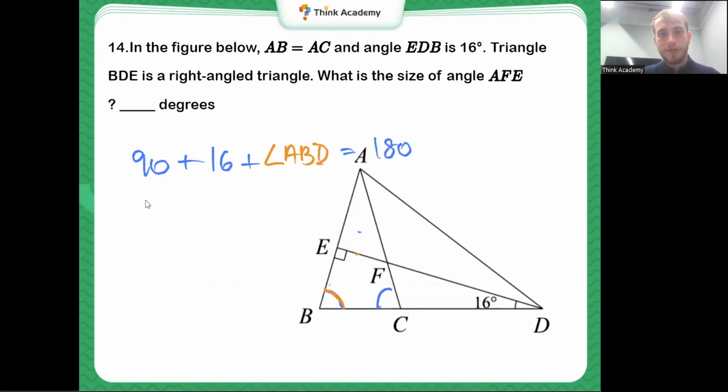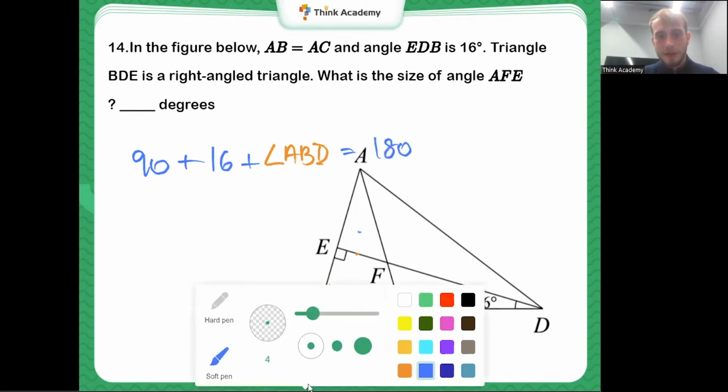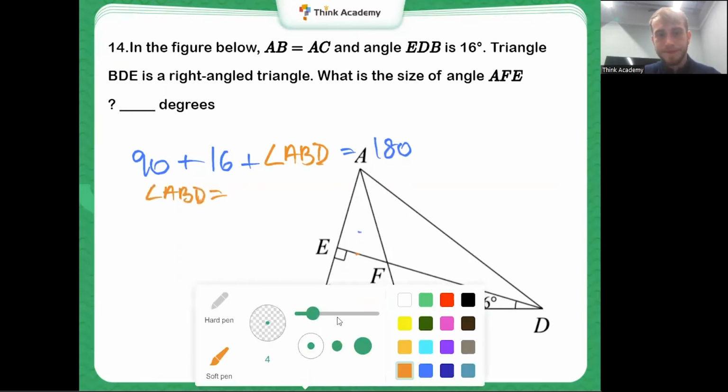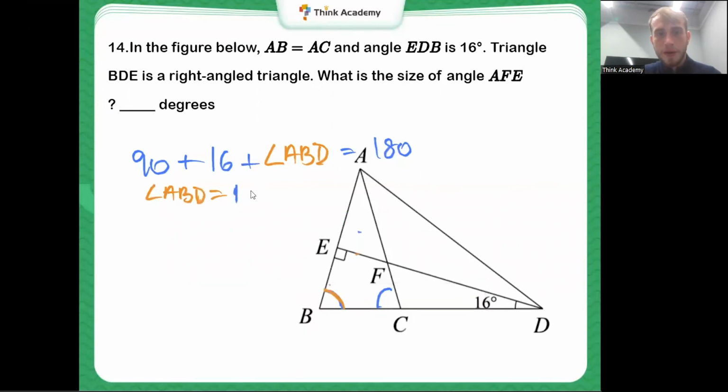So using a subtraction, you can find that your ABD, let's stick to orange, is equal to 180 minus 90 minus 16, which is equal to 180 minus 106, which is equal to 74 degrees. So if that orange one is equal to 74 degrees, then so is our other one on the other side of the isosceles triangle. The only reason you know that is because AB is equal to AC. So we know that's an isosceles triangle.